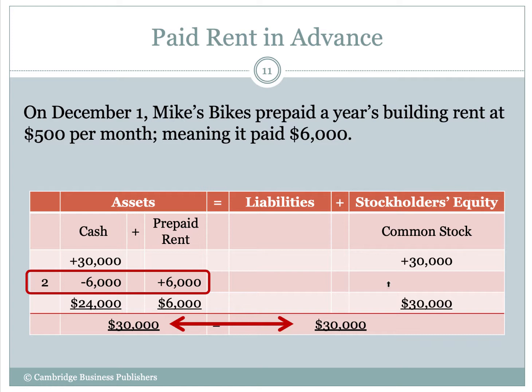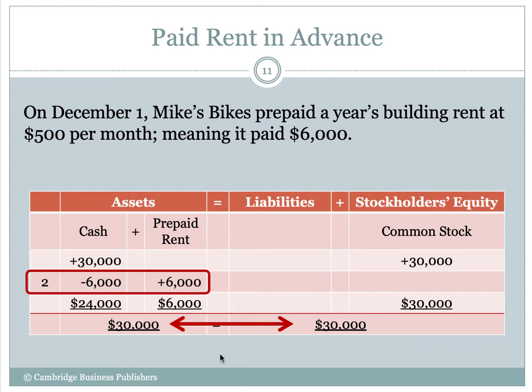How did I get that? Well, I just read on December 1st, Mike's Bikes paid a year's building rent at $500 per month. Okay? So my cash is going to decrease by $6,000. What is the corporation or Mike's Bikes company getting for this cash? Well, they're getting prepaid rent. Okay? So we see here that cash decreases by $6,000, prepaid rent increases again by $6,000.